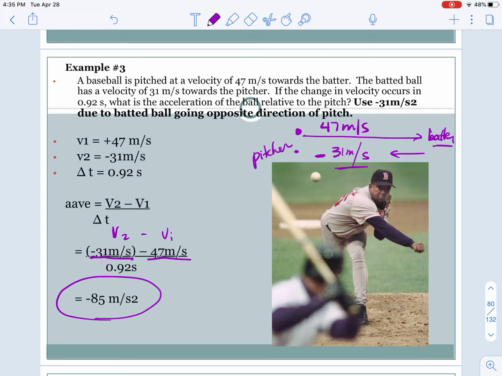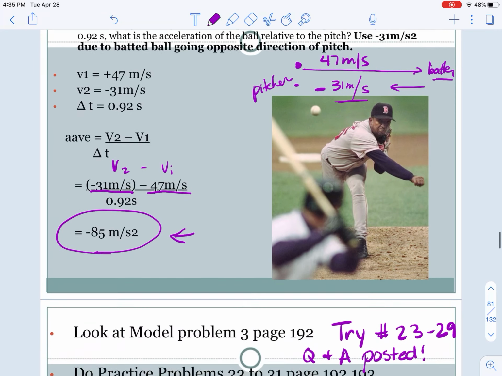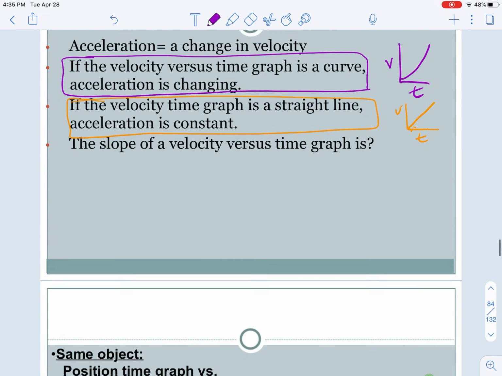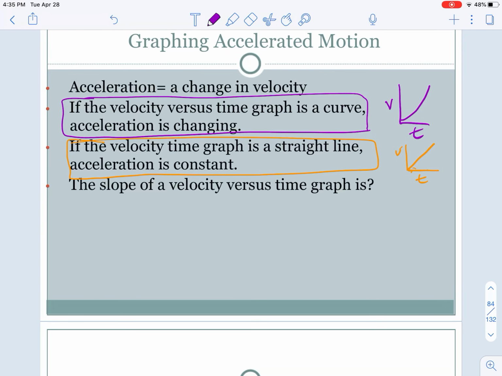So your V2 here is negative 31, and then you minus the V1, which is 47 that the pitcher threw it at. So minus 31 minus 47 ends up being a negative value divided by 0.92, and that's how you get a negative 85 meters per second squared because of having to use the negative of going the other direction. So there you go. I will post answers to page 92 if you'd like to try a couple there.